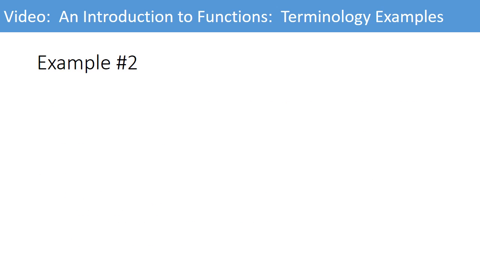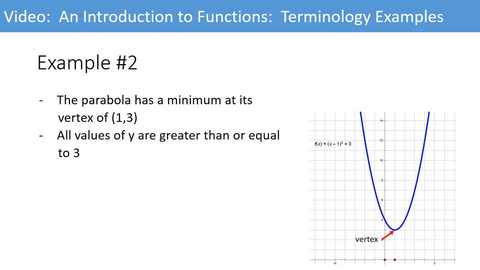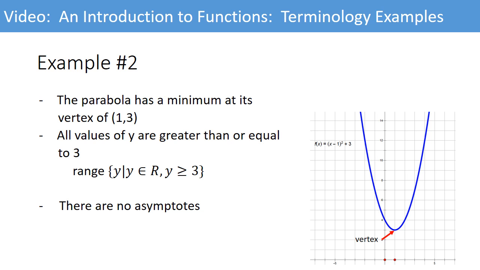The parabola has a minimum at its vertex of (1, 3). All values of y are greater than or equal to 3. The range then would be written as the set of y such that y is an element of the real numbers and y must be greater than or equal to 3. There are no asymptotes.